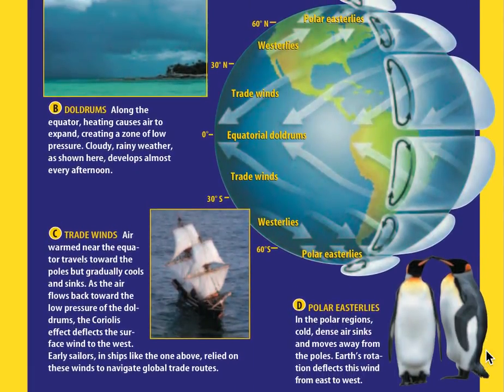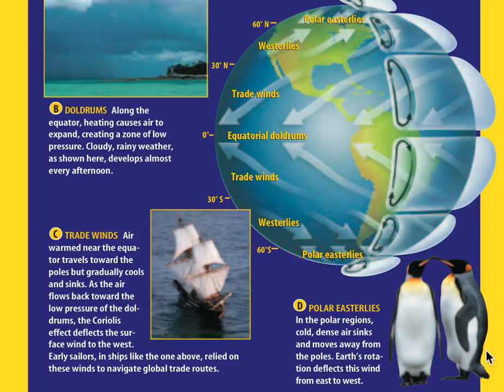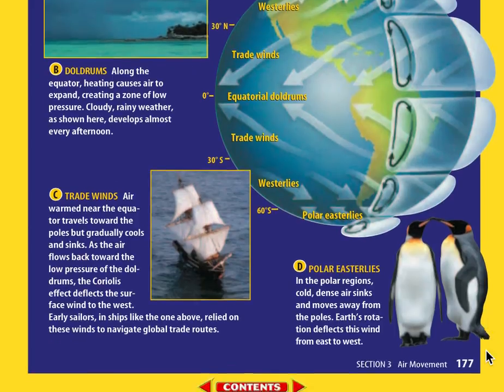Trade winds. Air warmed near the equator travels towards the poles, but gradually cools and sinks. As the air flows back towards the low pressure of the doldrums, the Coriolis effect deflects the surface wind to the west. Early sailors in ships like the one above relied on these winds to navigate global trade routes. Polar easterlies. In the polar regions, cold, dense air sinks and moves away from the poles. Earth's rotation deflects this wind from east to west.